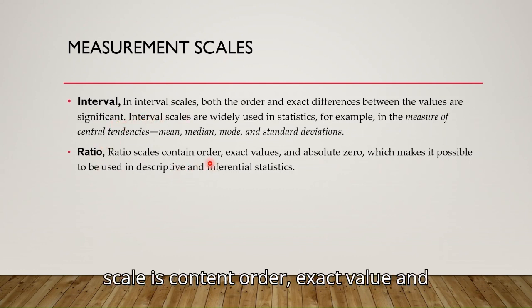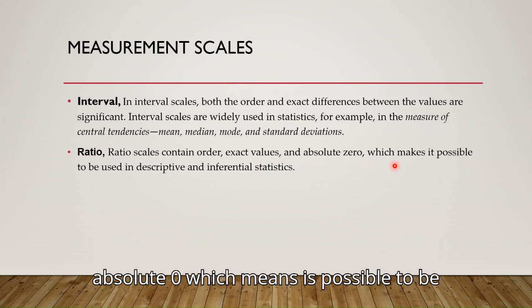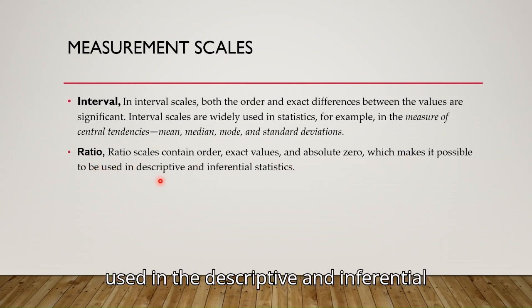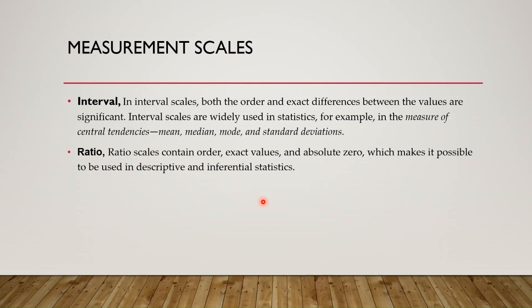And then ratio scales contain order, exact values, and an absolute zero, which makes them possible to be used in descriptive and inferential statistics. For example, weight, height, etc.